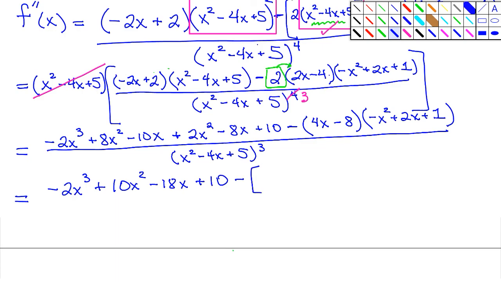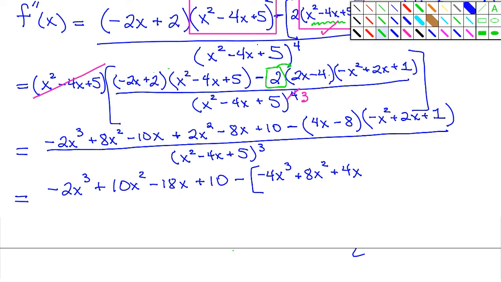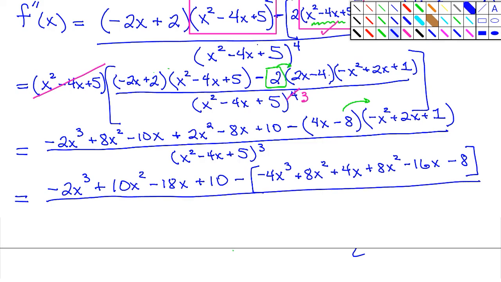Now I need to multiply the rest of the side, the right side, out using multiplication. So we're going to take the 4x and multiply through by it. So this is going to be negative 4x cubed plus 8x squared plus 4x, then we're going to multiply through by the negative 8, and this would be plus 8x squared minus 16x minus 8. All divided by x squared minus 4x plus 5 cubed. Well, let's continue this on the next page.